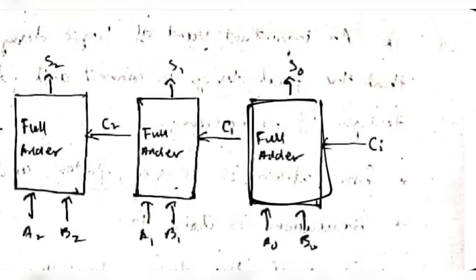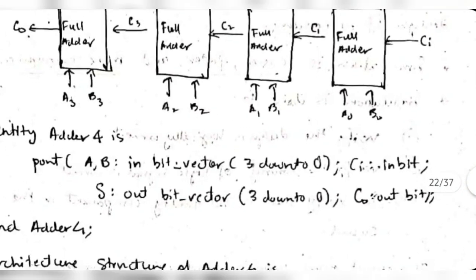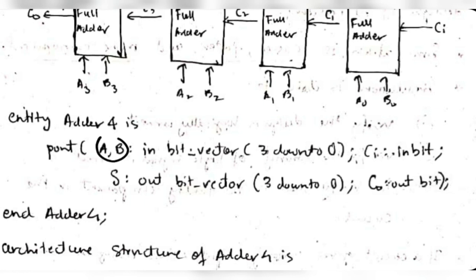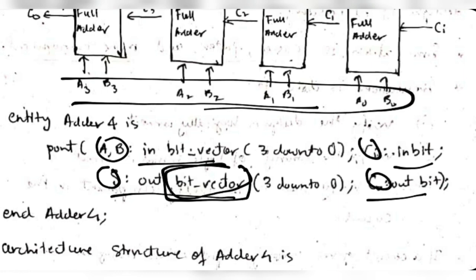Inside this diagram you will have A and B inputs, C is the carry input, and S is the sum and carry output. Okay, so 3 inputs and 2 outputs. So we will be mentioning in the entity part that A, B are the inputs and C is the input, and S and C out are the outputs.